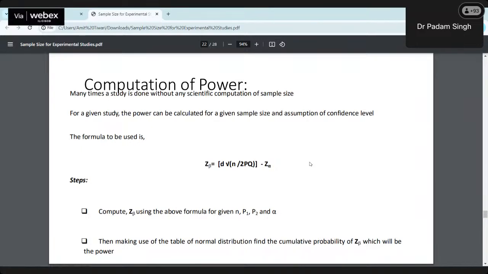No. The implication is one can find out with the reduced sample size, what is my power? So let us understand with one example. Next, please.